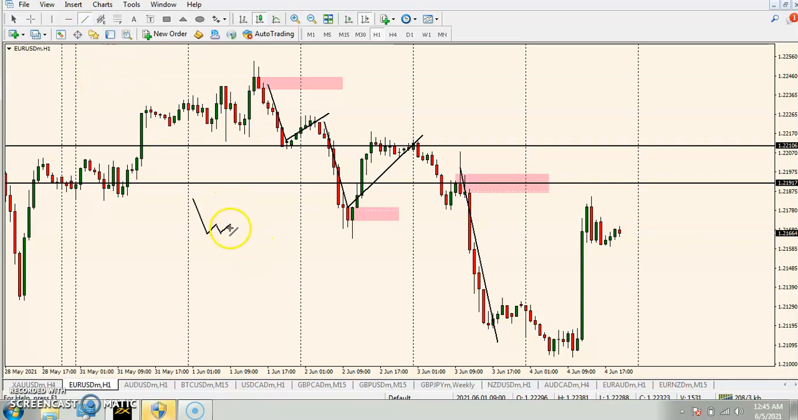then we have a second pullback. Let's say that's a pullback, and let's say it went for our third level. Okay, then after the third level we have our correction level. That's the weekly circle.